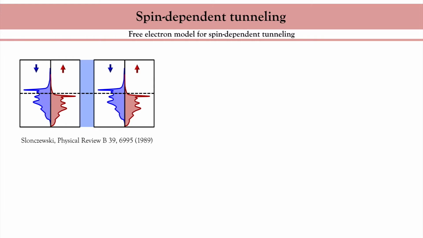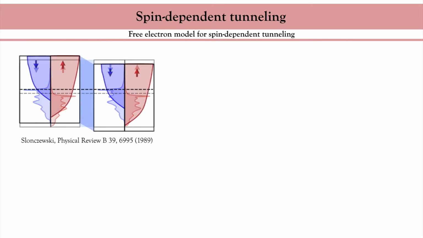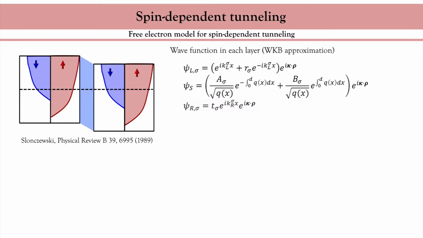So I will replace the realistic density of states by a much simpler one, where the electrons exhibit parabolic energy dispersion. The wave functions are given here. This one describes an electron with spin sigma in the left ferromagnet. KL is the propagation wave vector normal to the interface, and kappa is the component of the wave vector that lies in the plane of the interface.